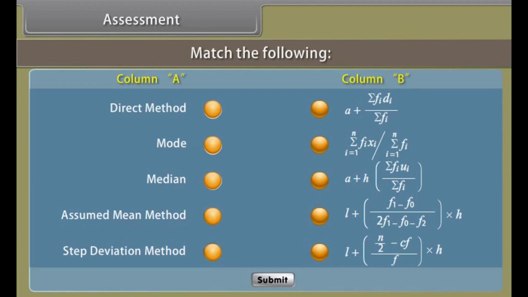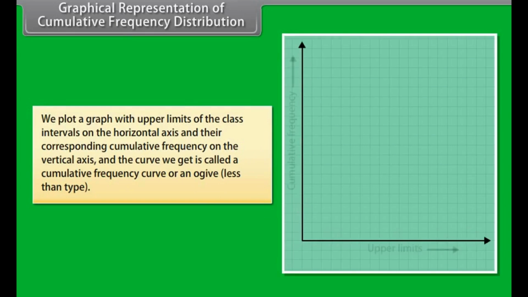Graphical representation of cumulative frequency distribution. In this, we plot a graph with upper limits of the class intervals on the horizontal axis and their corresponding cumulative frequency on the vertical axis. And the curve we get is called a cumulative frequency curve or an ogive of less than type. If we plot the lower limits on the x-axis and their corresponding cumulative frequency on the vertical axis, then we get a curve which is called a cumulative frequency curve or an ogive of more than type.